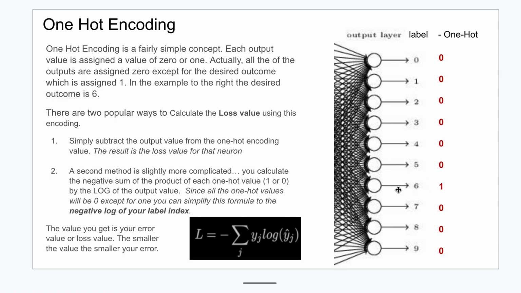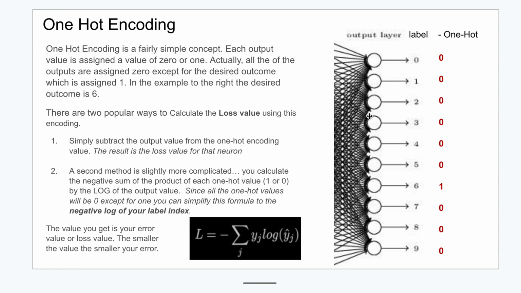So in our example, 6 was our desired outcome. And so we have this one-hot encoding list that has all zeros except for the one representing the desired outcome, which is going to be 1. And so there's two popular ways to calculate the loss value using this encoding function. The simplest and most straightforward one is that you simply subtract the one-hot encoding value from the output value. And then the result is your loss for that particular neuron.